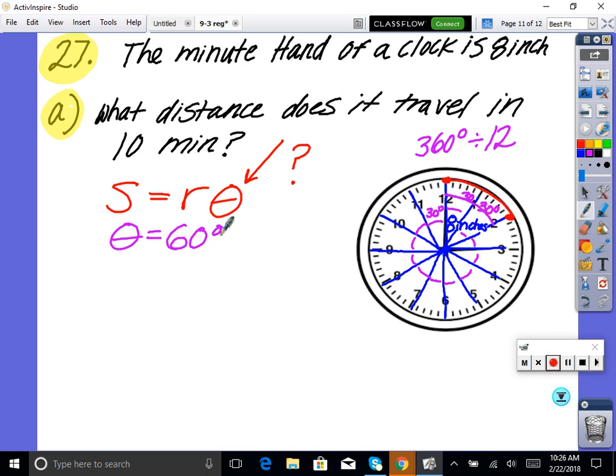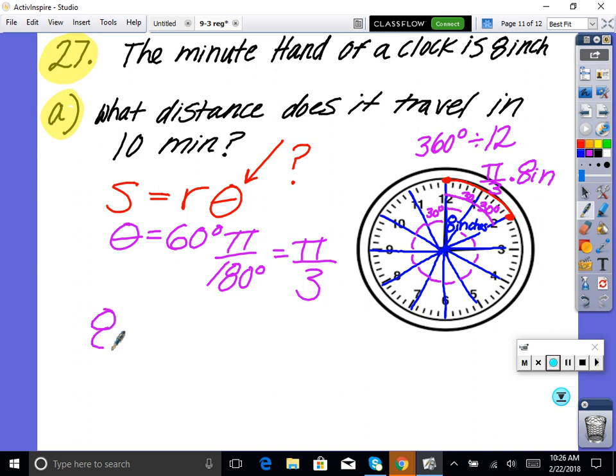So you'd say to find the length of the arc from here to here, I need to convert 60 degrees to radians. So you'd multiply by pi over 180, which is pi thirds. And you'd say, so the distance from here to here is pi thirds. But now I got to times by the radius of 8 inches. So that would be 8 pi thirds inches, which is approximately 8.4-ish inches.